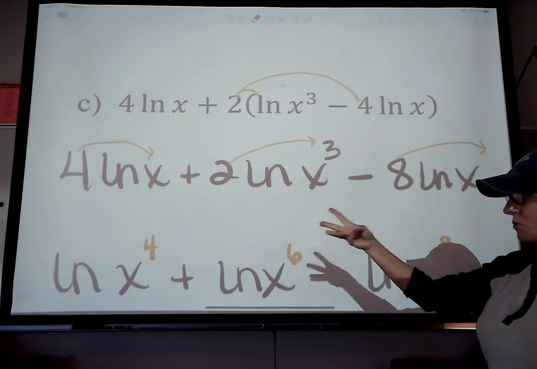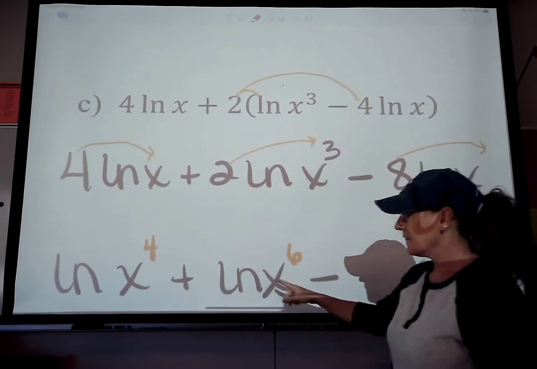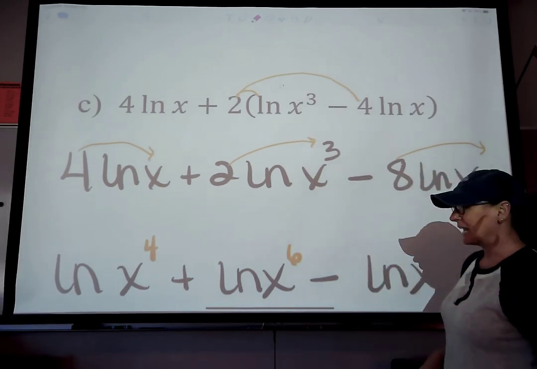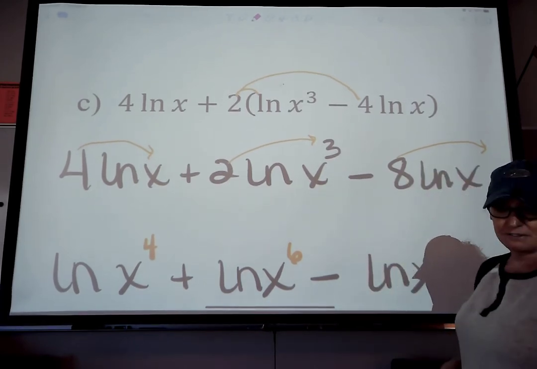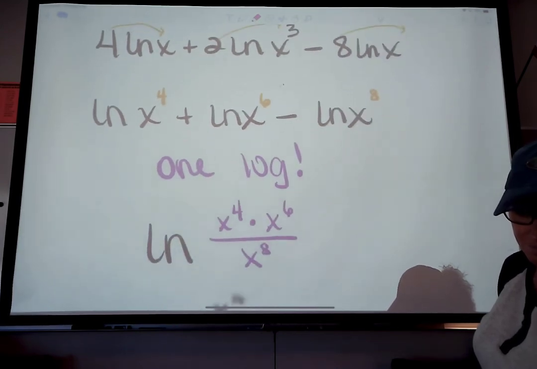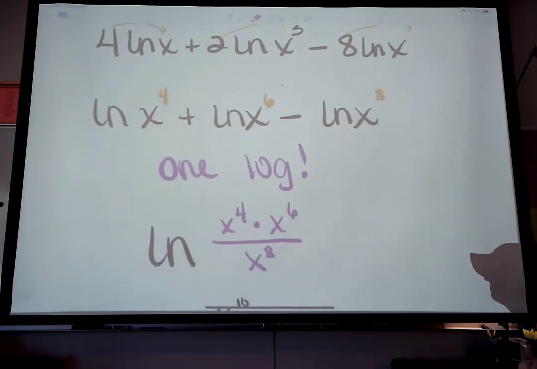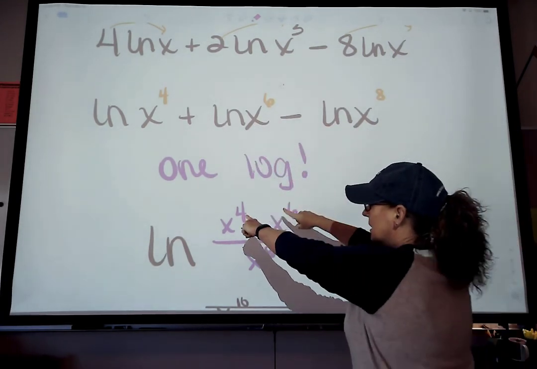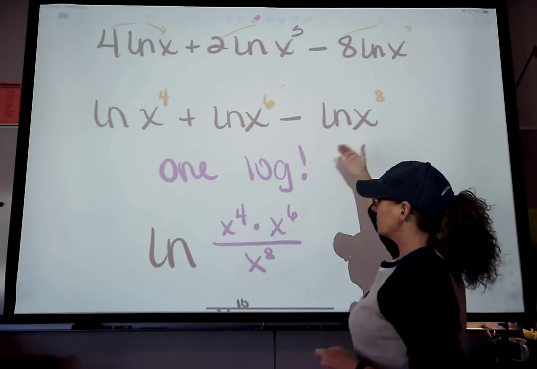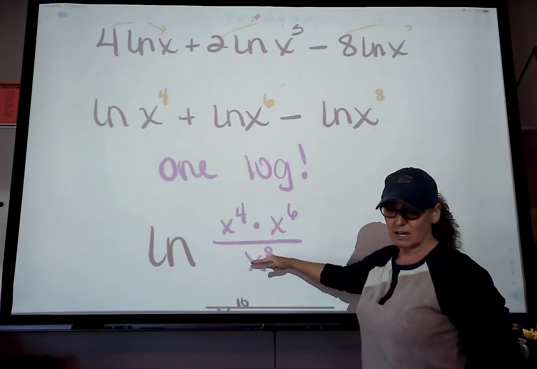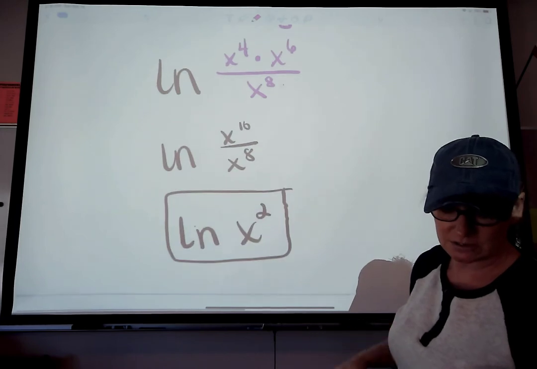Three logarithms. 1, 2, 3. These 2 can condense with multiplication, and this one's going to be division. One logarithm. That's how they condense. Those 2 here with multiplication, this one underneath with division, and then I separated. X to the 10th over x to the 8th is x squared.